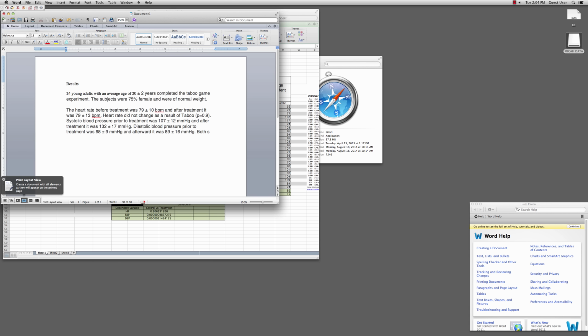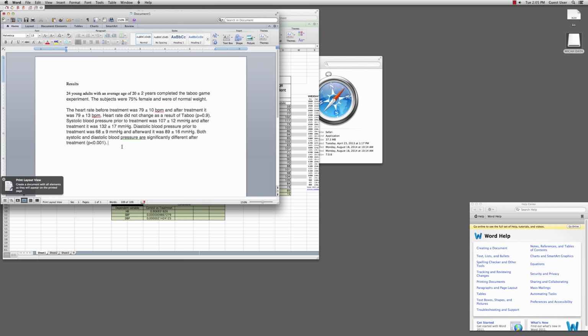I'm just going to do one. Both systolic and diastolic blood pressure are significantly different after treatment. Alright. Cite your data. P is, in this case, since they're so small, I just say is less than 0.0001. Right? That's way less than 0.05.